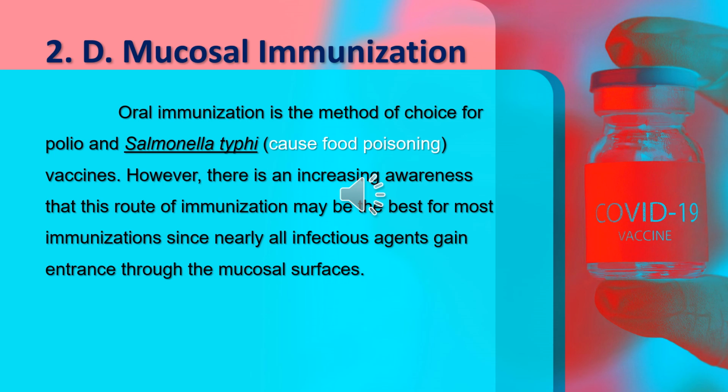The fourth way of immunization is mucosal immunization. Oral immunization is the method of choice for polio and Salmonella typhi vaccines. However, there is an increasing awareness that this route of immunization may be the best for most immunization, since nearly all infectious agents gain entrance through the mucosal surfaces.